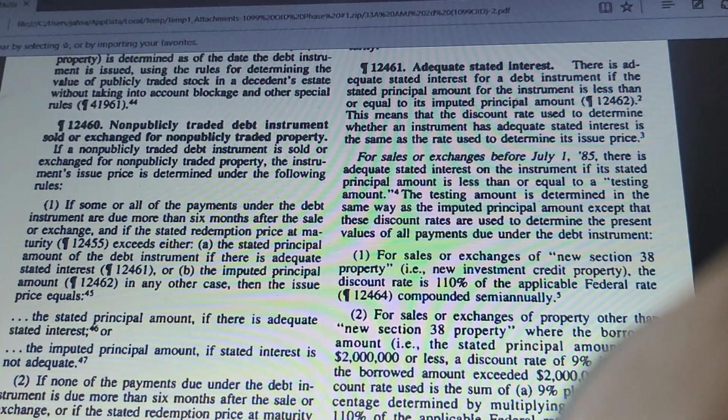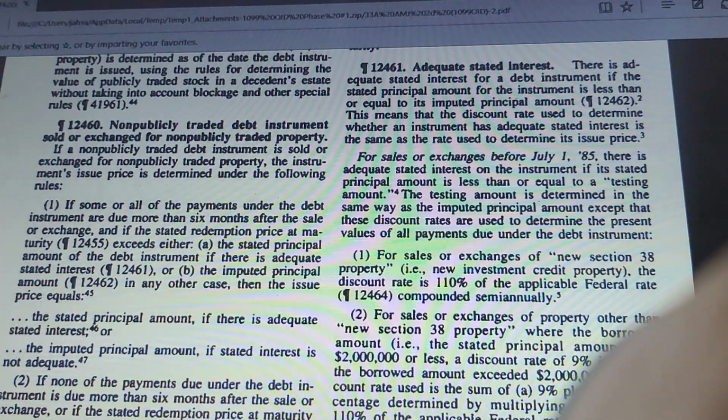1. For sales or exchanges of new section 38 property, i.e. new investment credit property, the discount rate is 110% of the applicable federal rate. In parentheses, that's 1246(4), compounded semi-annually.